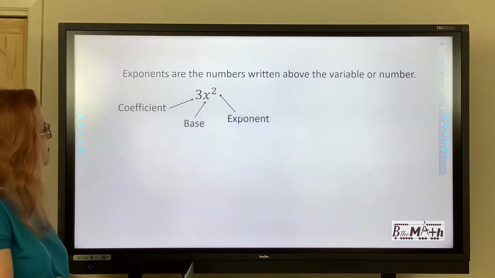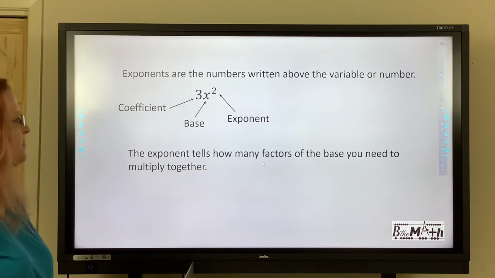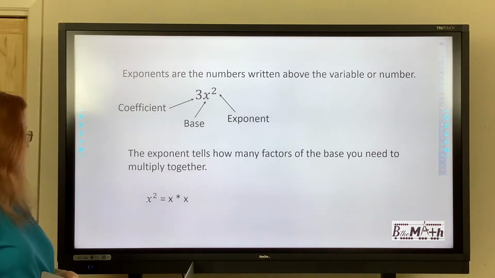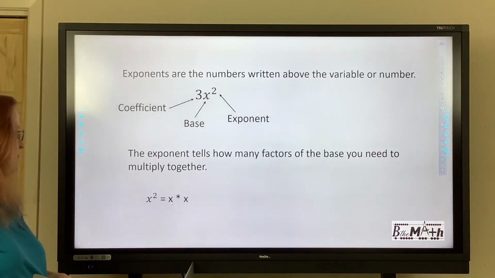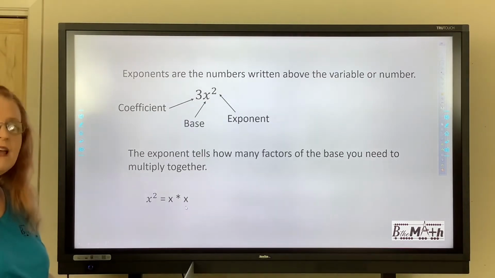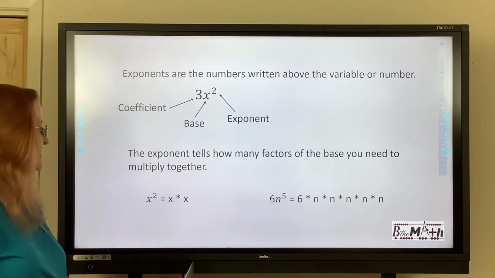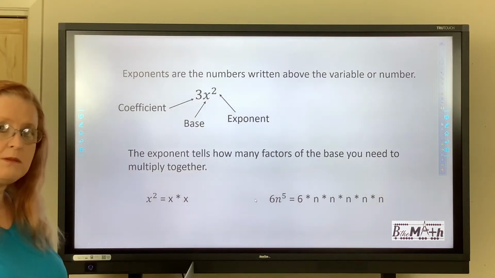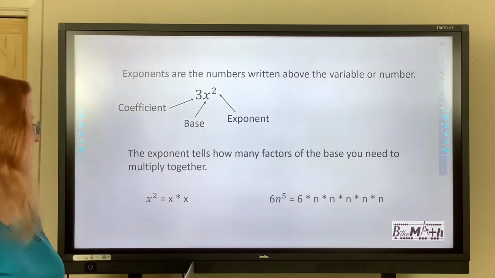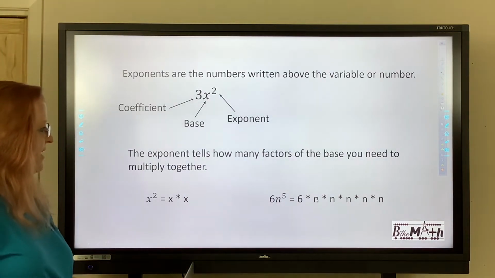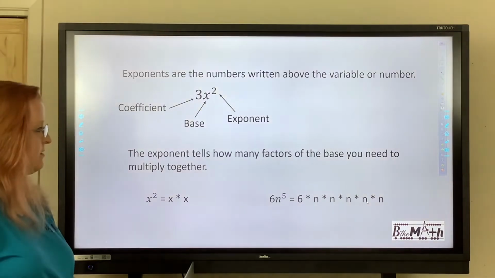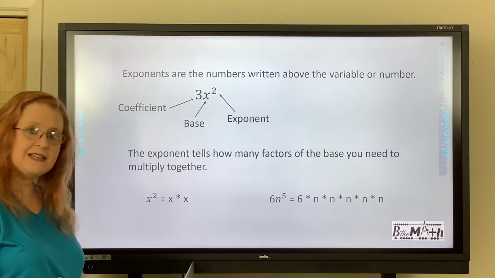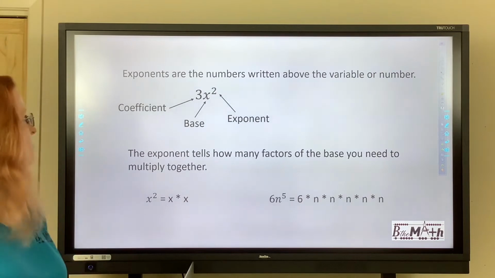So my 2 would be my exponent. So the exponent tells you how many factors of the base that you need to multiply together. So if I'm looking at x squared, it just means I'm going to multiply x times x. And then if I have 6n to the 5th, that 6 is not part of the exponent because it's not in parentheses, it's not included or anything. It's just going to be in front. And then I have 5 n's: n times n times n, and so forth, 5 times. And so that's the definition of exponents.